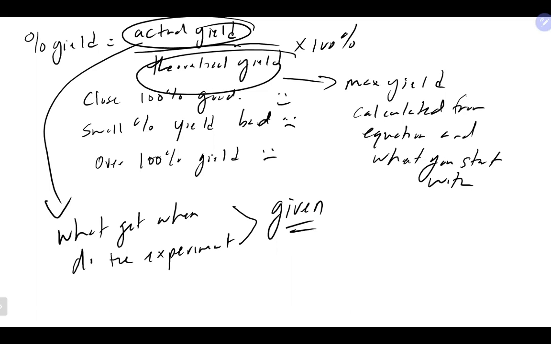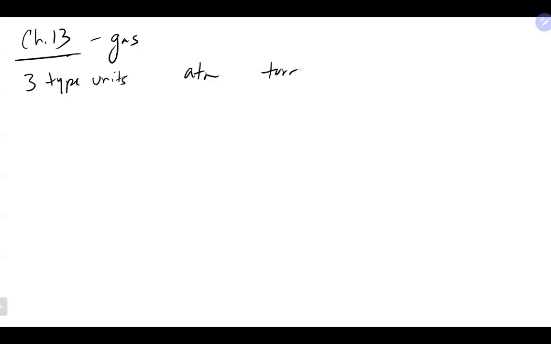Okay, so I think that is chapter 9, pretty much. We then rolled to chapter 13, which should be fresh since it's recent stuff. Chapter 13 was all about gases, everybody's favorite thing. So gases and gas laws and all that good stuff. Remember, 3 different types of pressure units. This is an atm, that is a torr, and that is a millimeter of mercury.